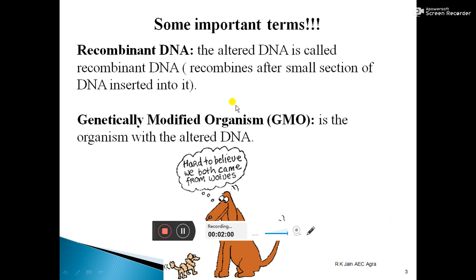Genetic engineering is sometimes also known as recombinant DNA technology. Recombinant DNA technology involves recombinant DNA. So the question is, what is a recombinant DNA? Recombination means when we alter a DNA, when we make a new combination in a DNA, such DNA is known as recombinant DNA. Recombinant DNA may be defined as DNA that recombines after small sections of DNA are inserted into it.